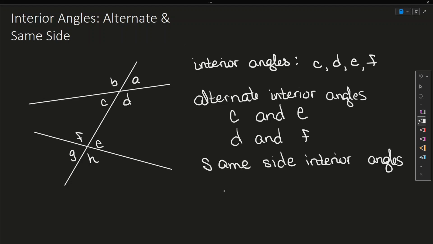We also have same-side interior angles. These are between the lines since they are interior, and they are on the same side of the transversal. In this case, C and F would be a same-side interior pair, and D and E would be a same-side interior pair. C and F are both interior on the same side of the transversal, and the same thing with D and E.